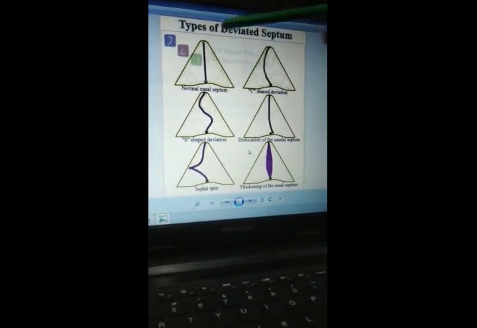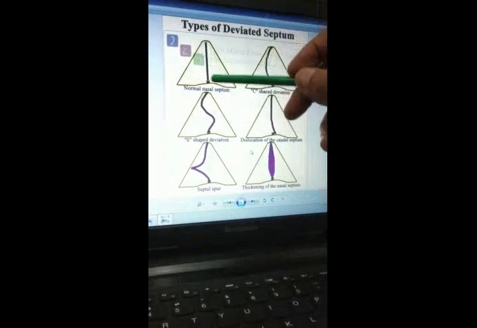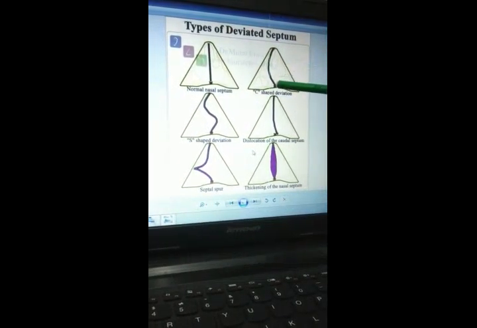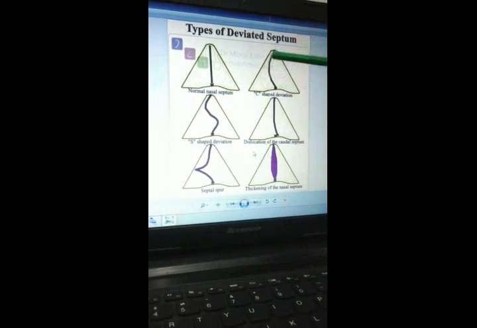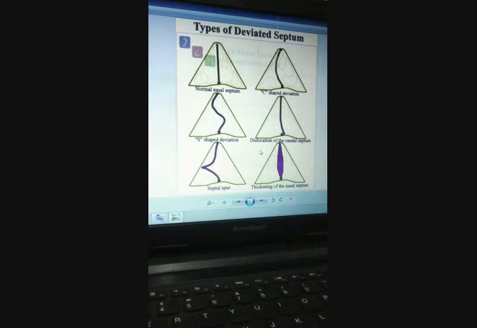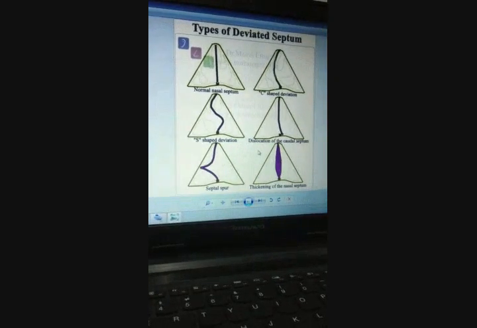This is the normal nasal septum. This one is straight. In the second, you can see there is a C-shaped curvature of the nasal septum. This S-shaped deviation may be posterior or upside down.